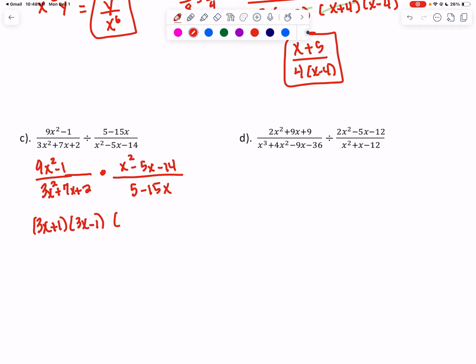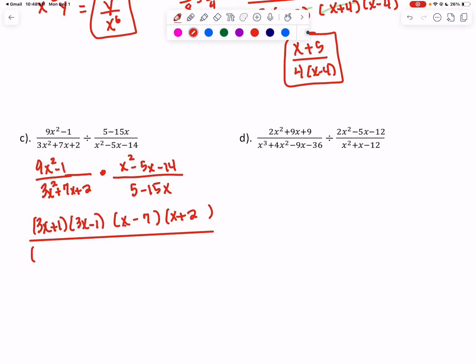x squared minus 5x minus 14. I'll use x and x for x squared. I'll use 7 and 2 for the 14. Make the 7 negative, the 2 positive. So there's our numerator.